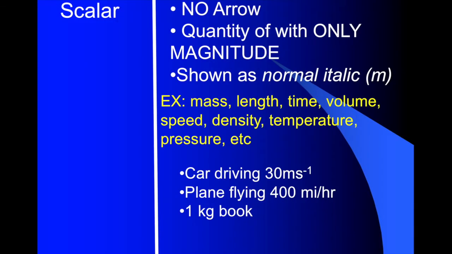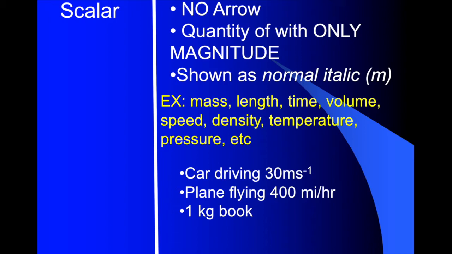For scalar quantities, there is no arrow. It is just a quantity with only the magnitude. So it's shown as a normal italic lowercase. For example, mass, length, time, volume, speed, density, temperature, pressure, and again, there are many more quantities that are scalar, but pretty much all you have to know is it's just a quantity. It does not give a direction.